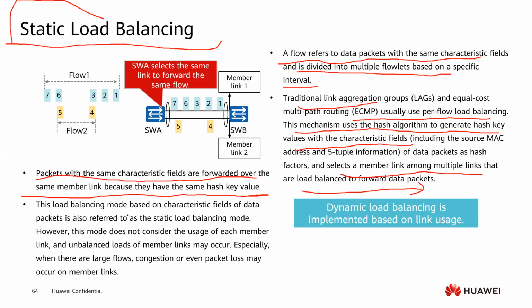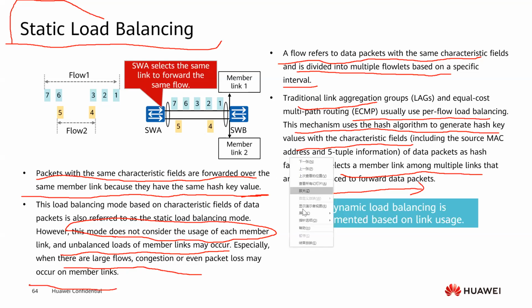This load balancing mode is based on characteristic fields of data packets. This mode doesn't consider the usage of each member link, and unbalanced loads of member links may occur, especially when there are large flows. Congestion or even packet loss may occur on member links.